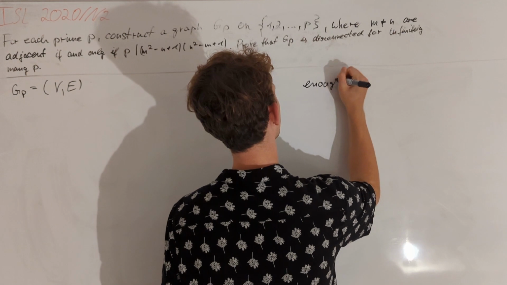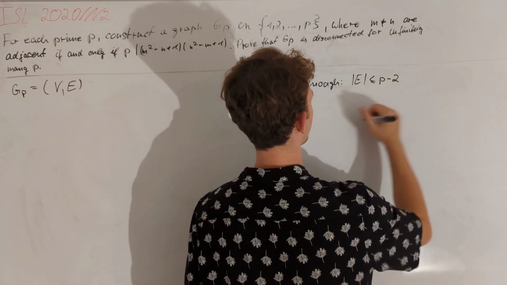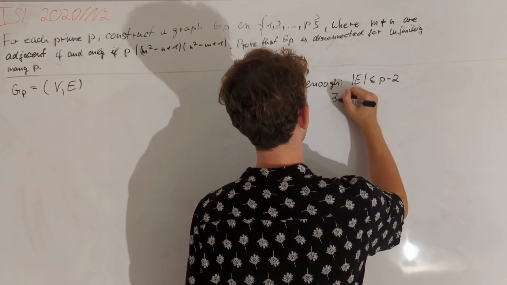Enough: the magnitude of E less than or equal to p minus 2 for infinitely many p.